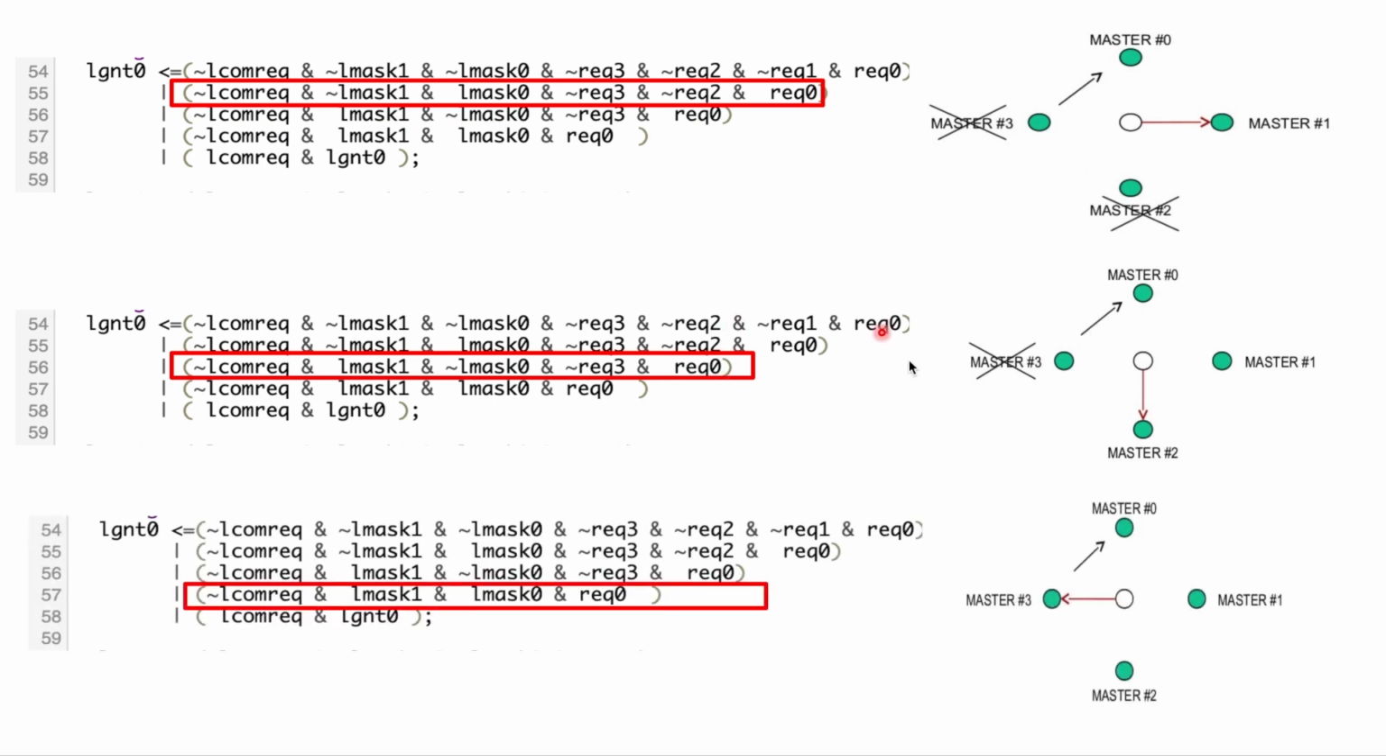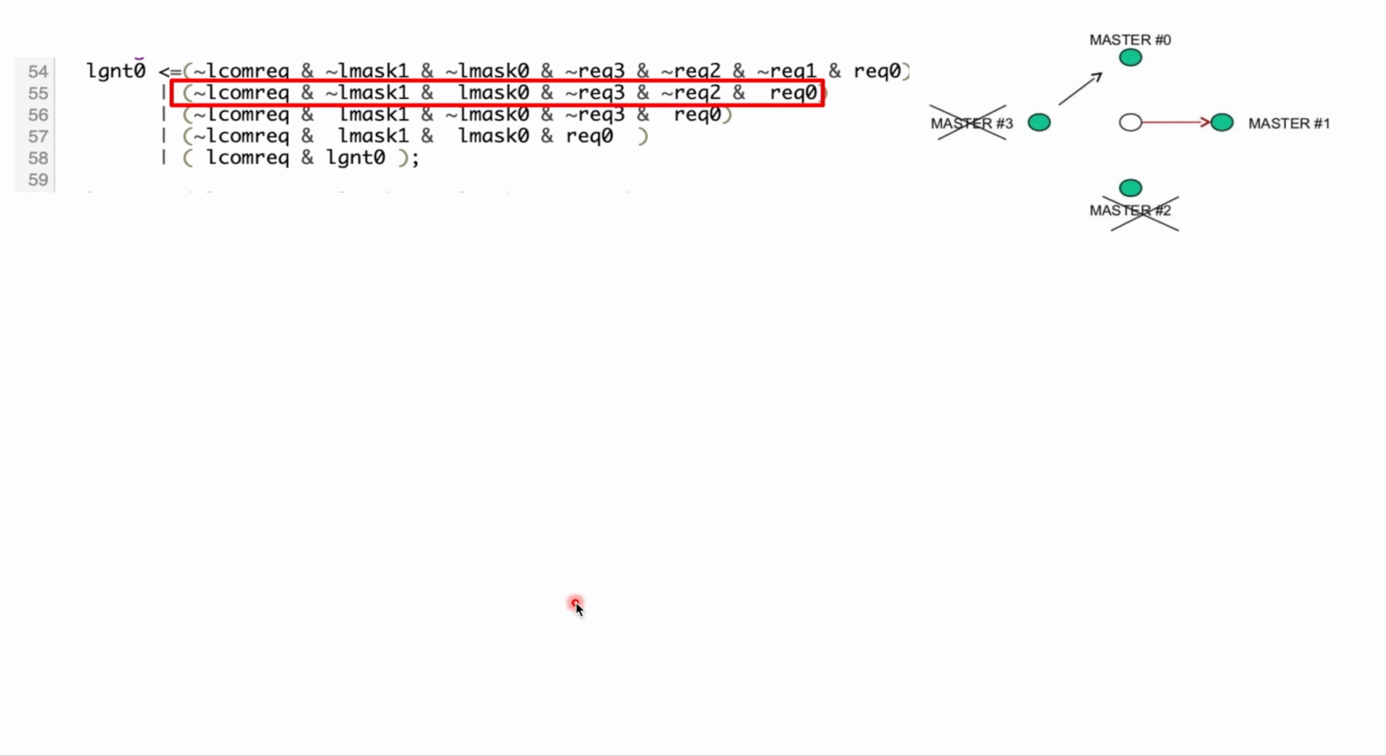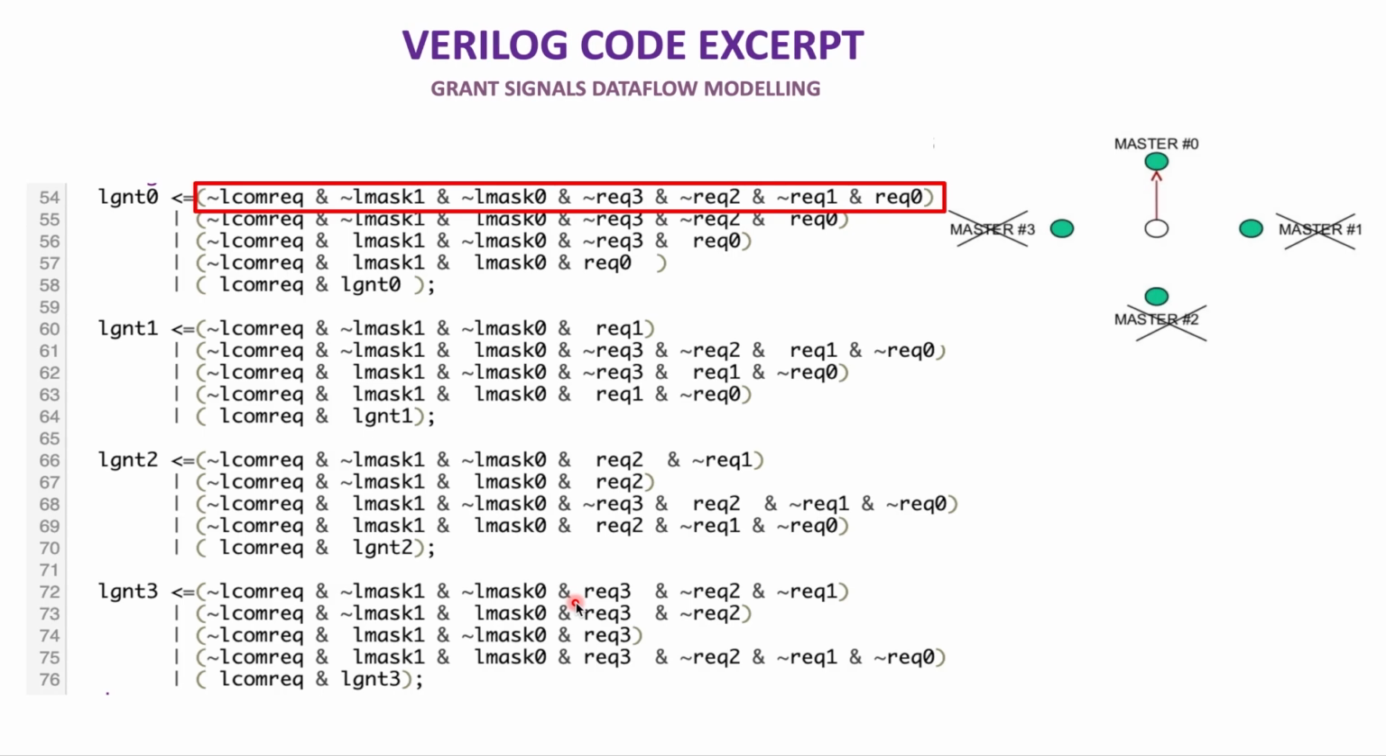Similarly, the final case, when we have the master access to the third case, then we have LMask 1 and LMask 0 as 1, 1, and we only check for request 0. So here we saw all the cases for the first grant. These could be implemented for various grants, for grant 1, for grant 2 and for grant 3 as well.